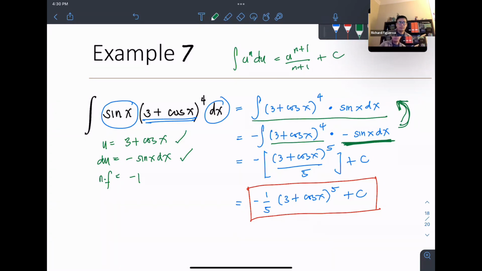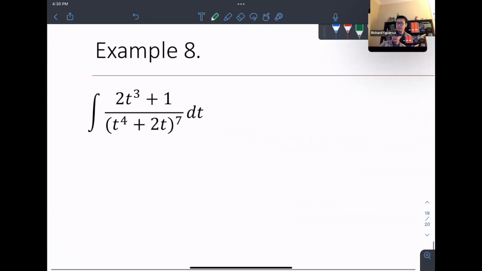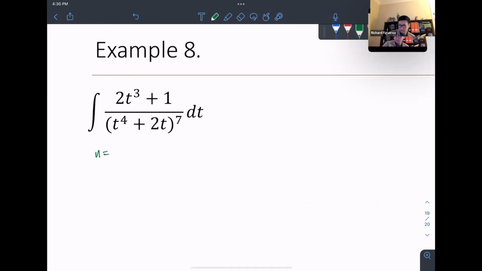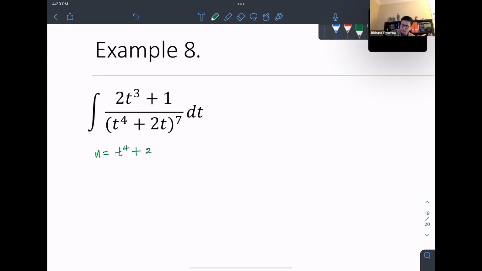Okay. So I'll proceed. There are cases just like this. So what is our u? t raised to 4 plus 2t.